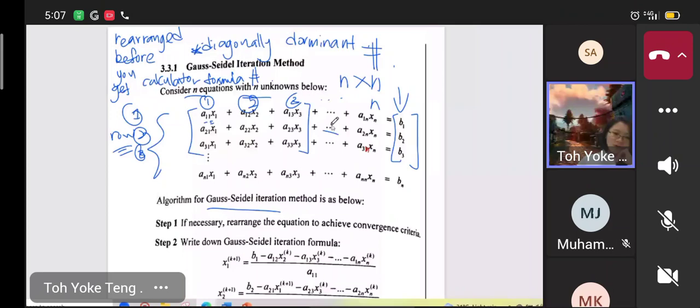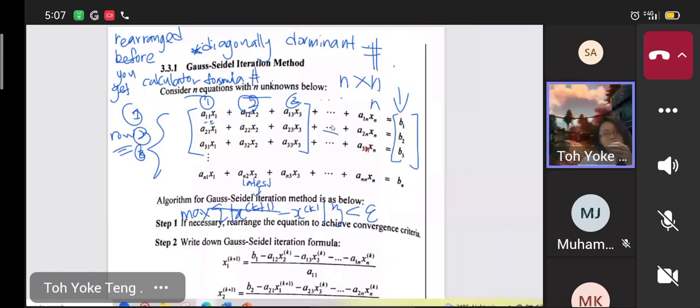Different from the previous one, the stopping criteria here is the latest value minus the previous value is less than the epsilon number. Epsilon number for sure you know it. So k plus 1 we denote as the latest value. As k we denote as the previous value.